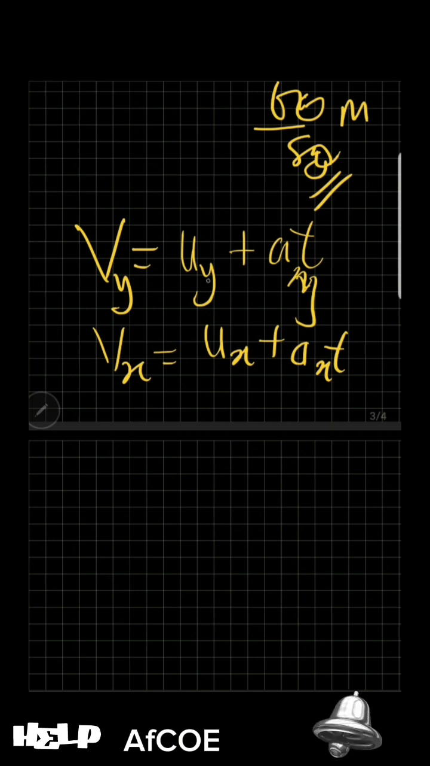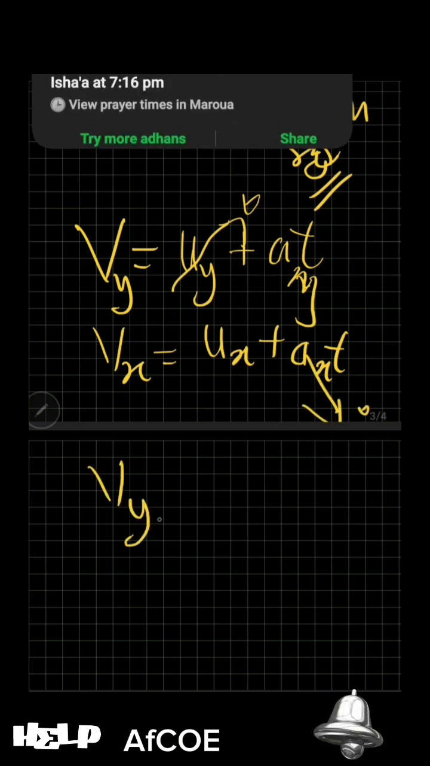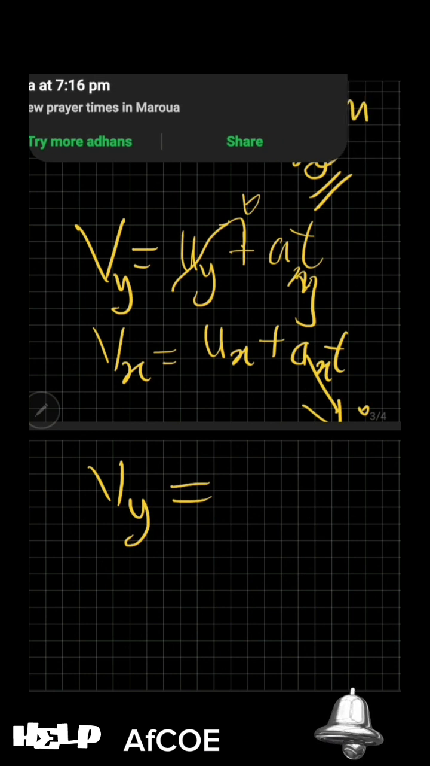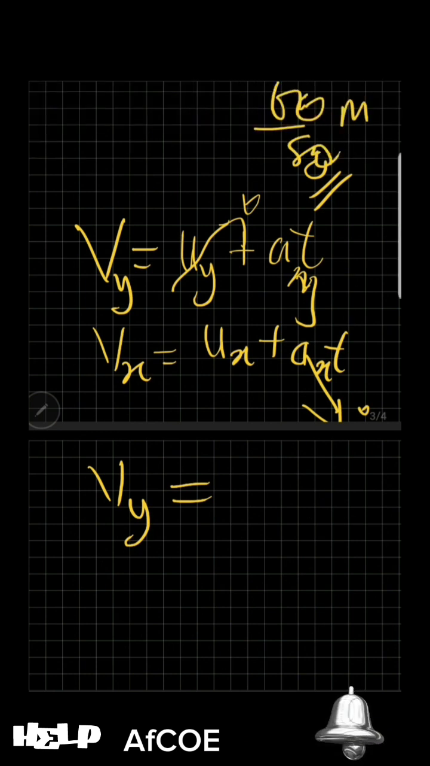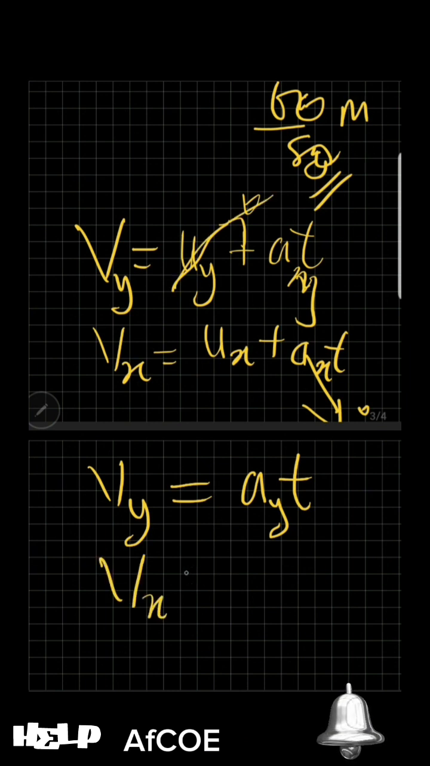But what do we notice? We notice that uy equals 0 in our case, and at the same time ax equals 0. So our vy in the y direction will be ayt, because uy is 0. And our vx will simply be ux, since this term will vanish to 0. So vx is not changing. Even from here, you can really see it.